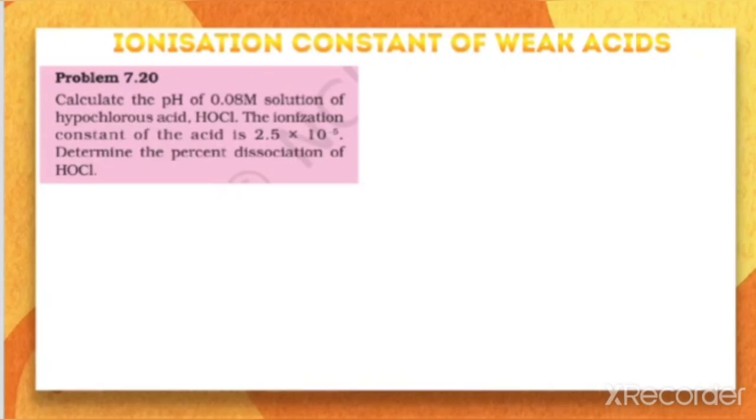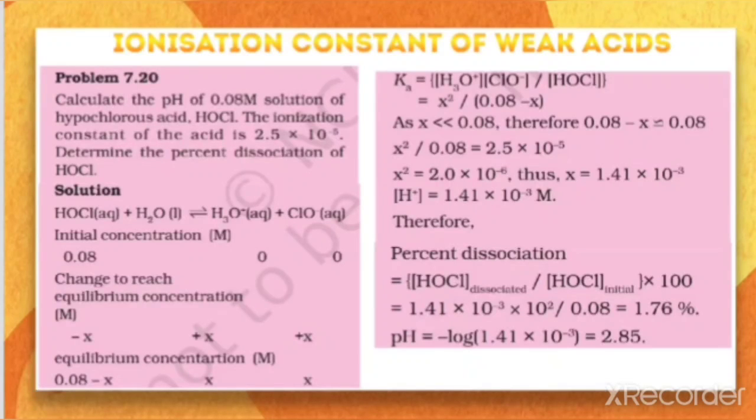So here we are doing this problem. In this, the weak acid is given, its initial concentration is given and the ionization constant is given. So we'll be using this in this way. First we write the equation: HOCl plus water gives rise to H3O+ plus ClO-, and the initial concentration of HOCl is given to us, that is 0.08. What is the initial concentration of product? That is 0, because at initial stages the concentration of product is 0, so it is written as 0 here.